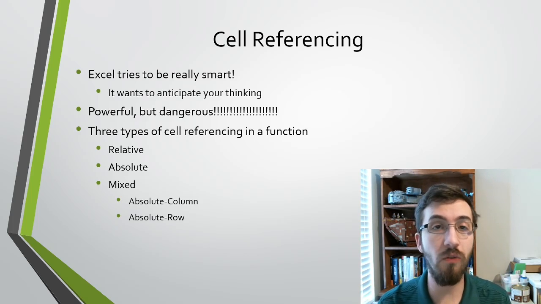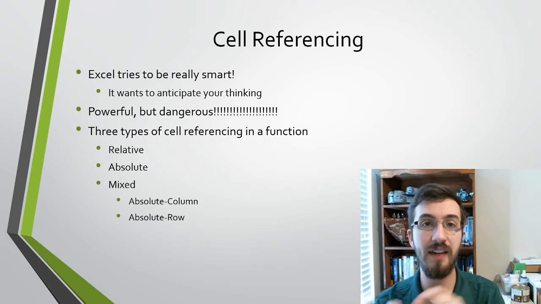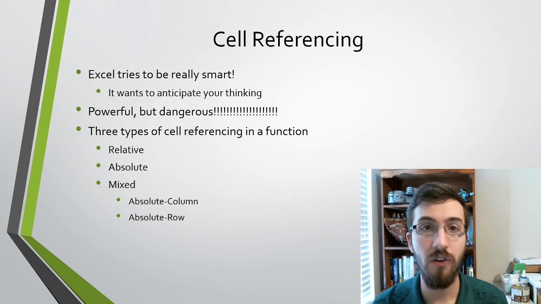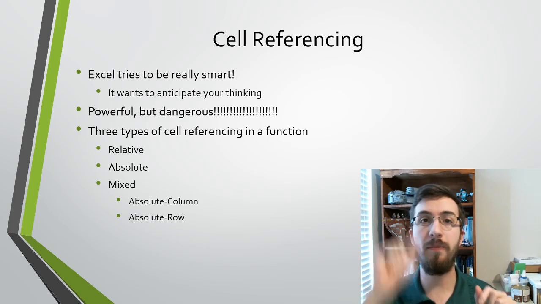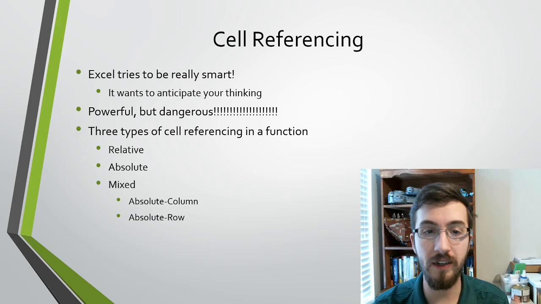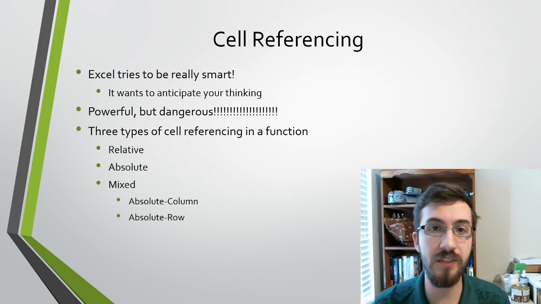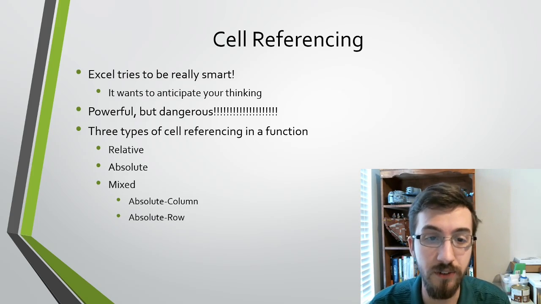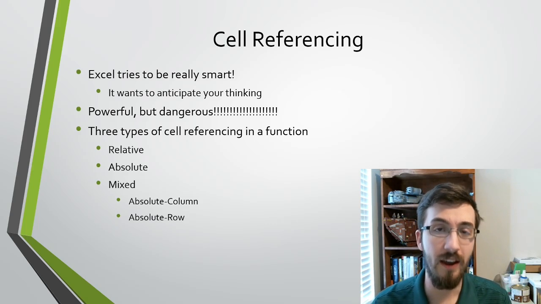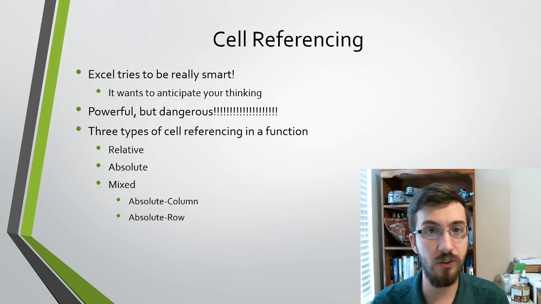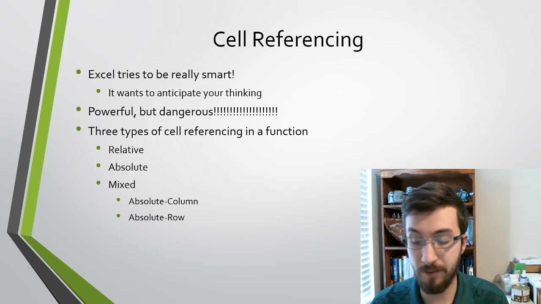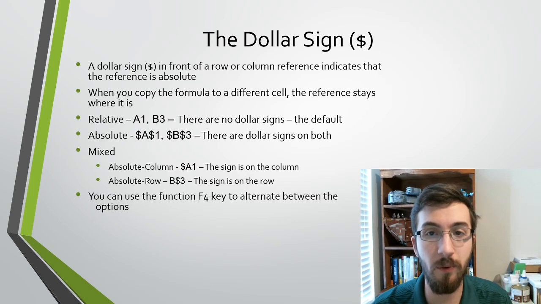So cell referencing is when we're typing a function and we tell it to reference a different cell, right? Equals this cell plus this cell, something like that. There's three different types of cell referencing that you can do. The first one is relative. That's the one that it's used to. Absolute, and then the last one is mixed, and there's two kinds. There's absolute column and absolute row. So let's talk about what these are.